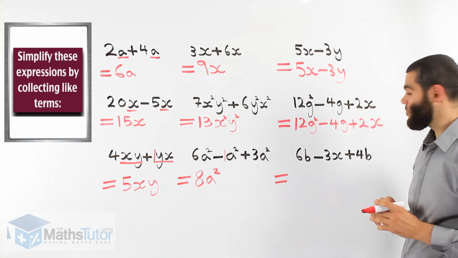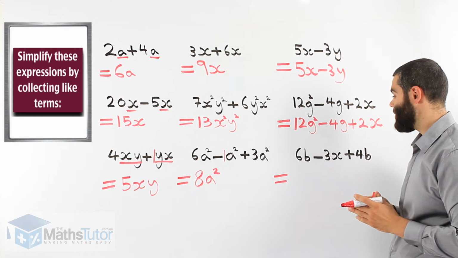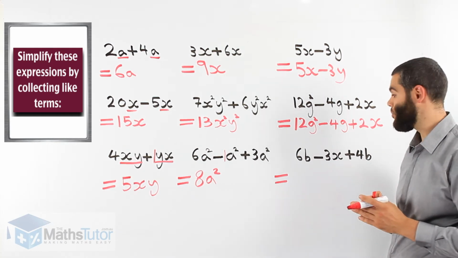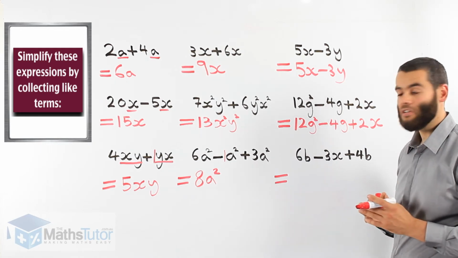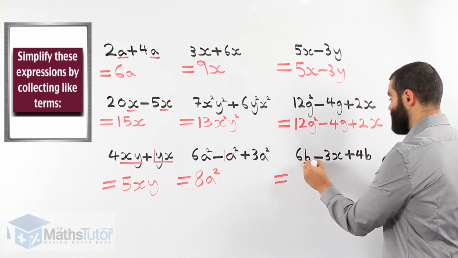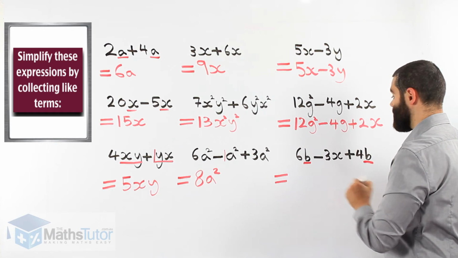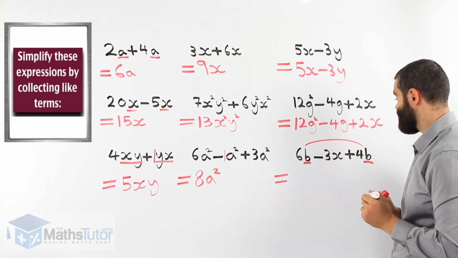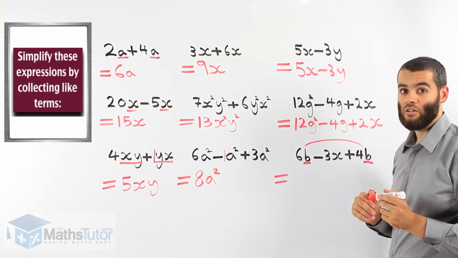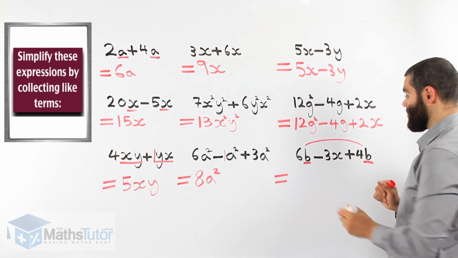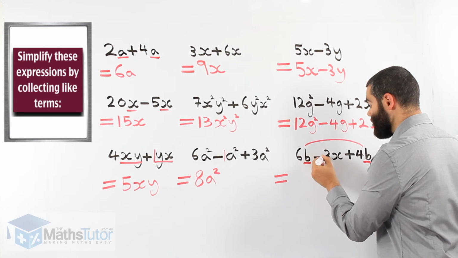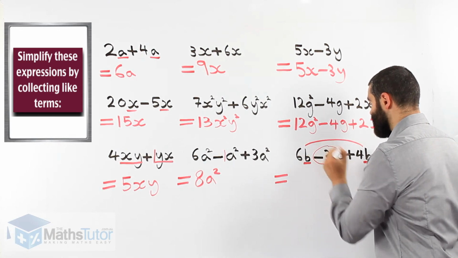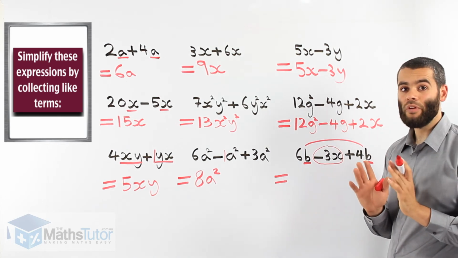Last one, we have 6b take away 3x plus 4b. Are there like terms? Well, there is a 6b, there is a b here, and there's a 4b there. So these are like terms. We can add them or subtract them, or we need to realize something. We notice that this minus, who does it belong to? It belongs to the 3x. Very important for you to realize that.